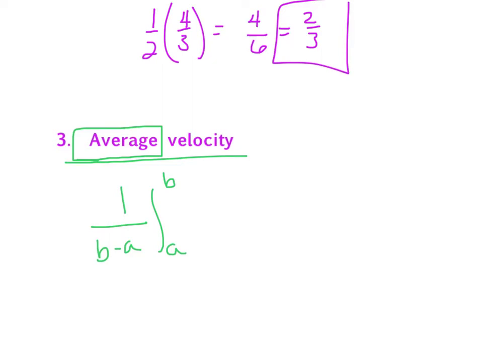Okay, read it. It says average velocity. So that's who you would put here. You are finding the average of velocity. Now, you are always going to write this part out. Okay, so that is one option.